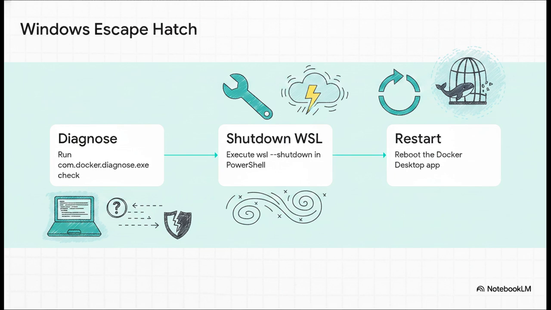Step 2 is basically the magic bullet. Just execute wsl --shutdown in PowerShell. That forcefully kills those lingering background processes that are blocking Docker. Finally, step 3, reboot the Docker Desktop app. Usually that sequence brings the engine right back to life.